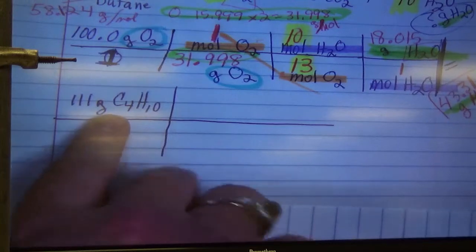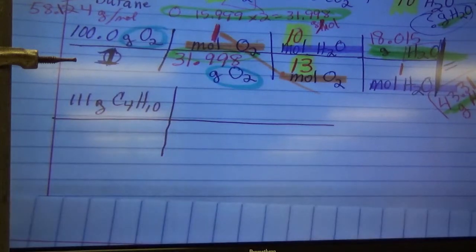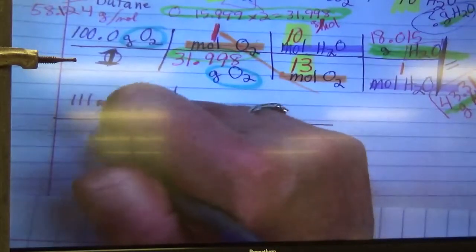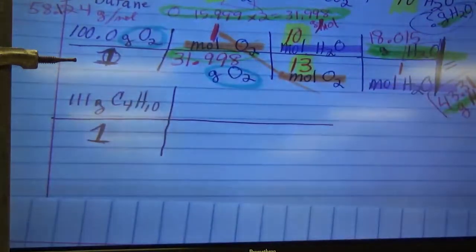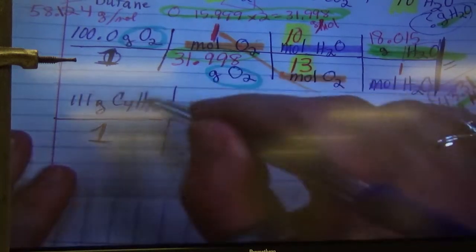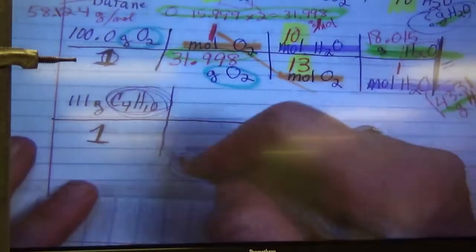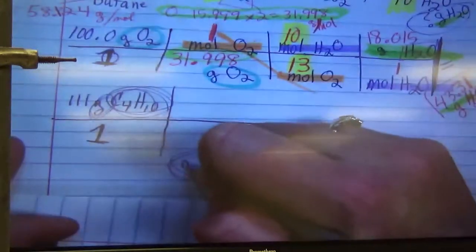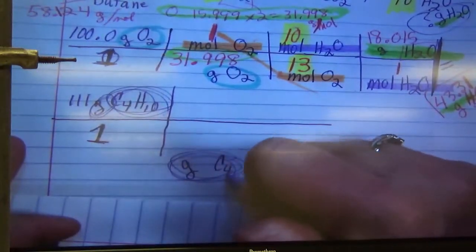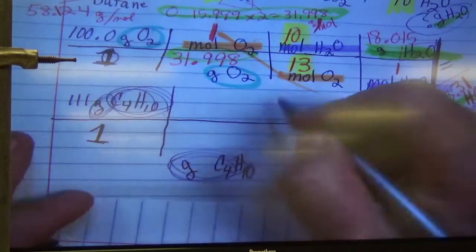Okay, this question starts with grams of butane. And I forgot to write the 1 underneath the given. It's always a 1 there. Okay, let's make it work. Do we want grams of butane in our answer? No. So we have to copy it to the bottom, don't we? All right, so grams, oops, don't forget the unit. The grams of butane, C4H10, that goes to the bottom.